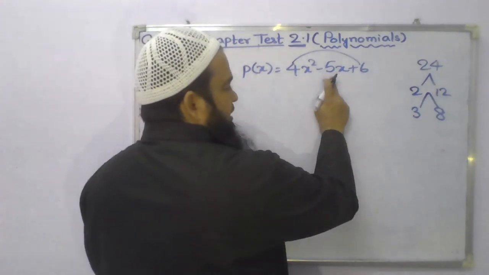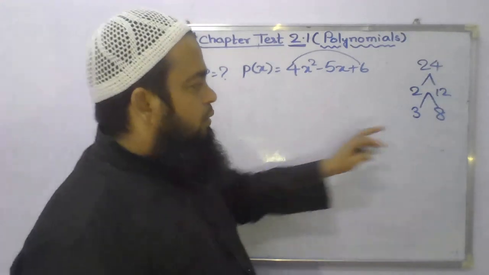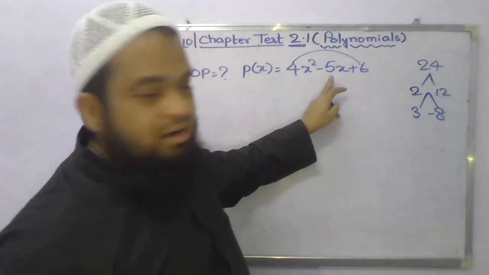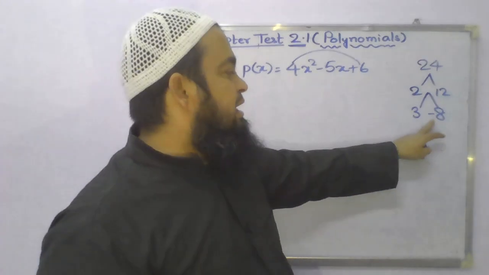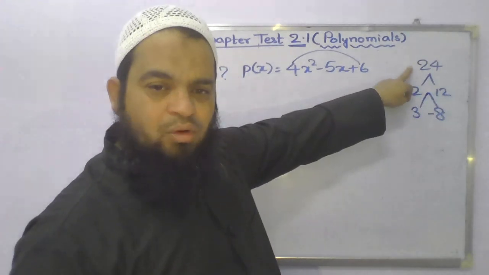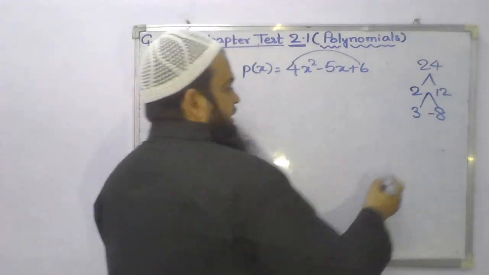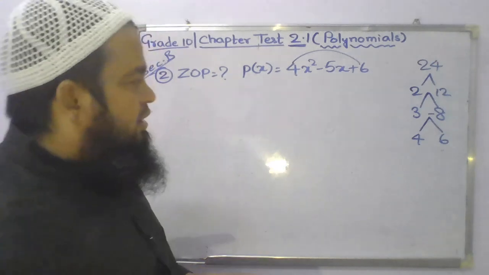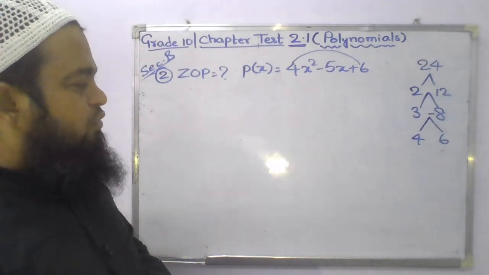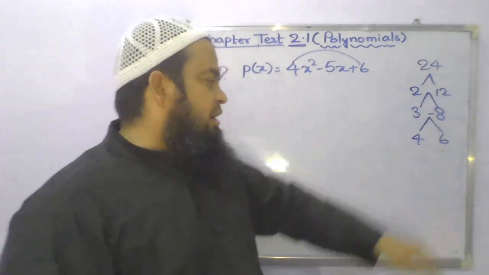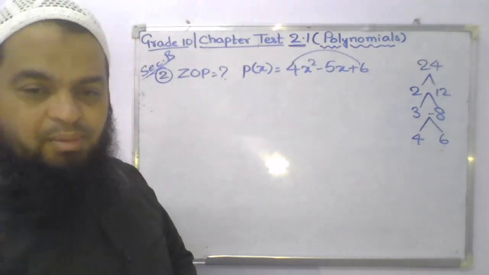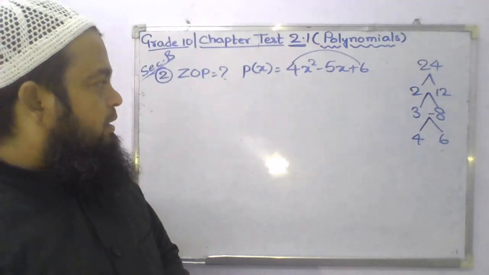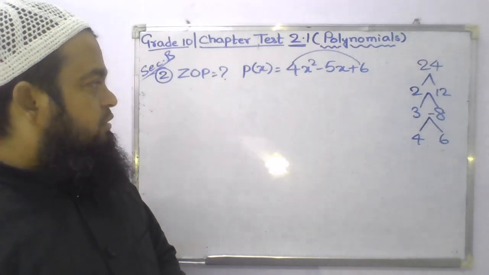But here you have negative 5. So if I put minus, 3x minus 8x, it will be minus 5x. But when I multiply, will it be plus 24? No. So therefore, this will not work. 6 4s are 24. Here, will it work out? 4 6s are 24. If I add, it will be 10, and if I subtract, it will be 2. So this will also not work out. So what to do, sir? So minus 5x, right?